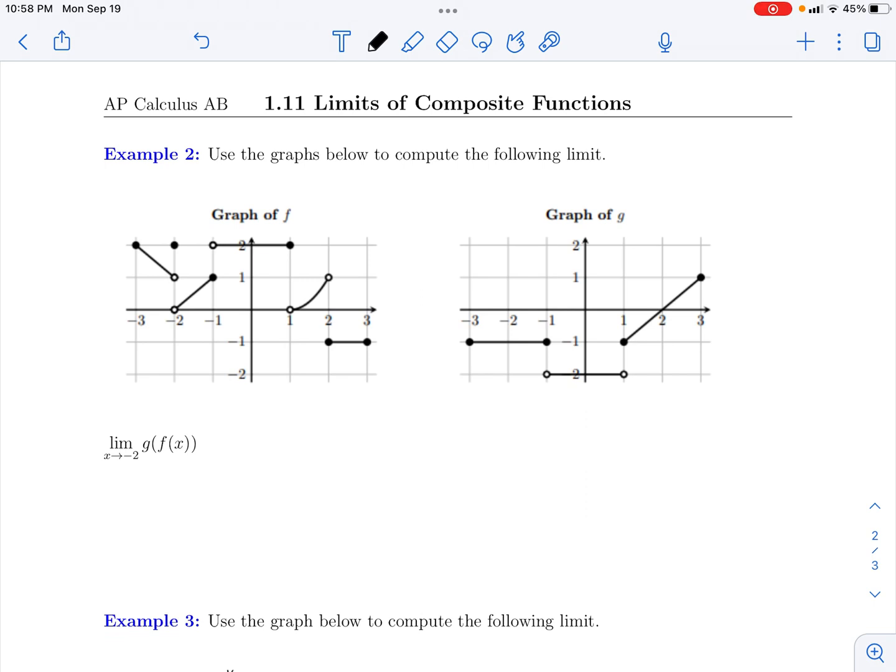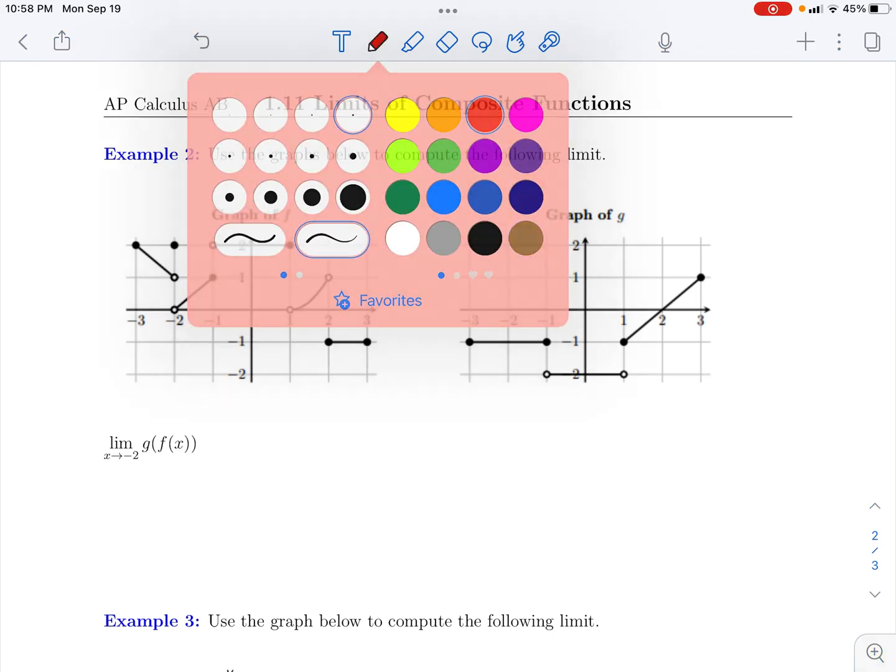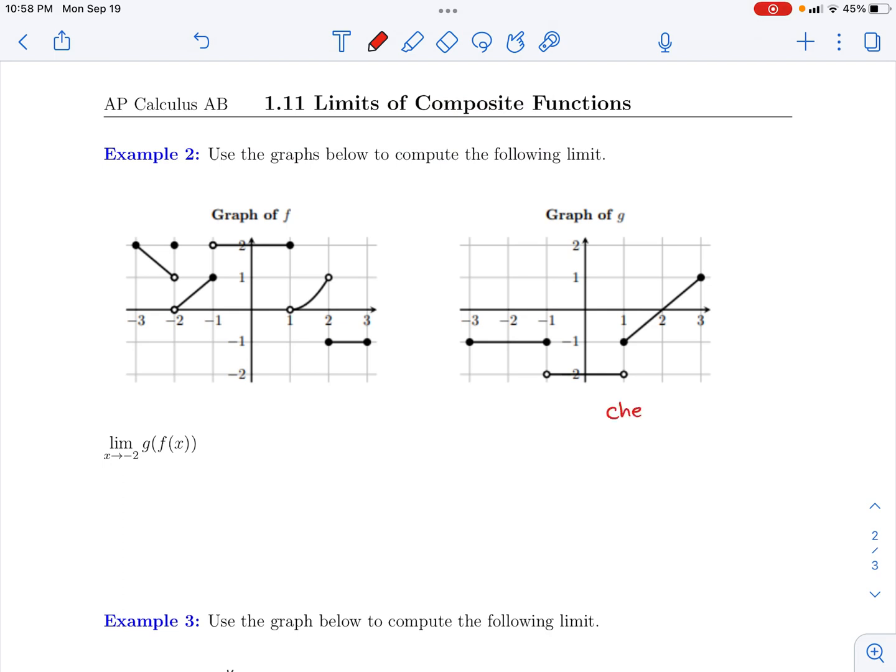Alright, so if we look at this example and I use these graphs of f and g, I want to look at the limit as x approaches -2 of g of f of x. So the first thing I want to check is the limit as x approaches -2 of my inner function f. I need to make sure that that actually exists. So when I go to the limit as x approaches -2 of f, hopefully you guys see that this limit actually does not exist.